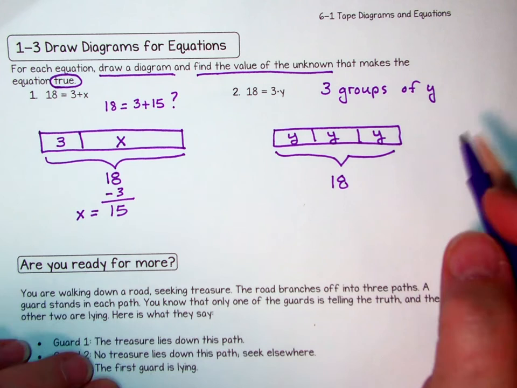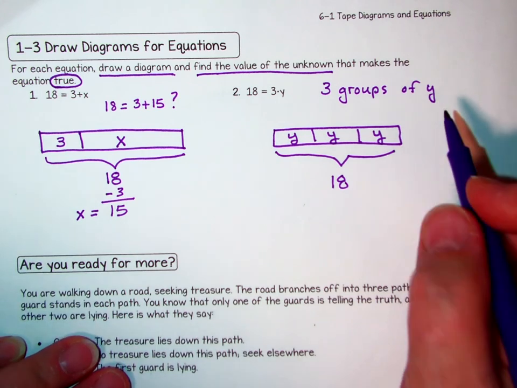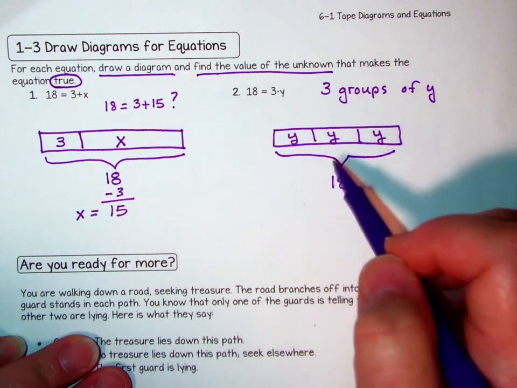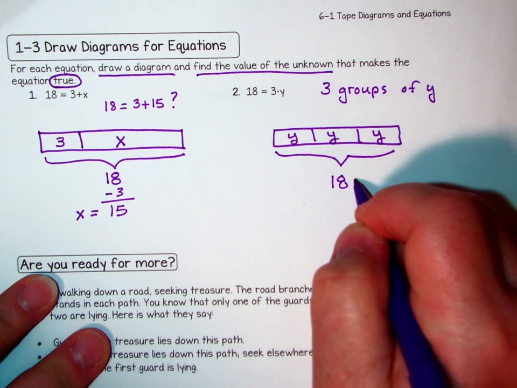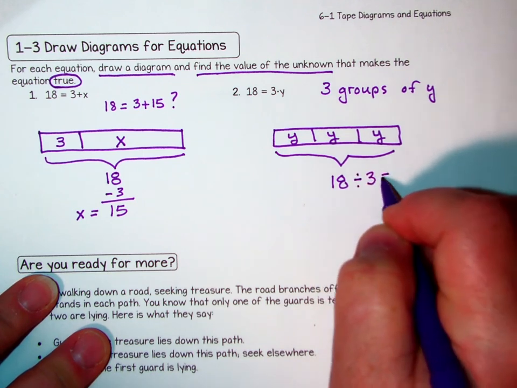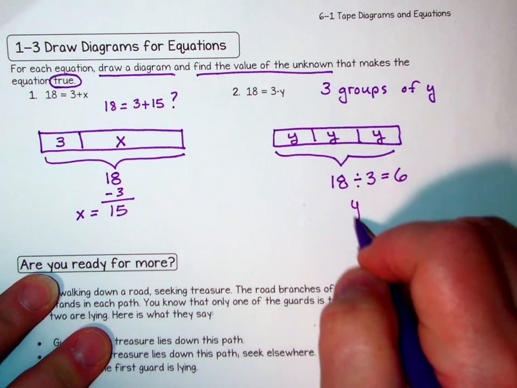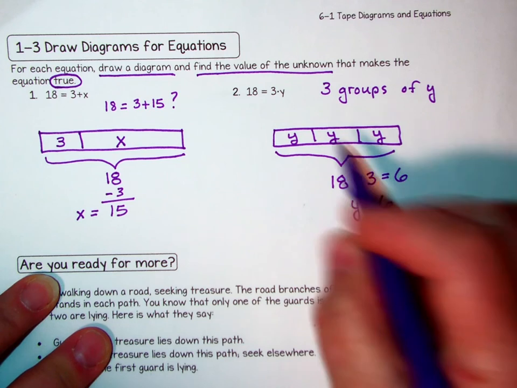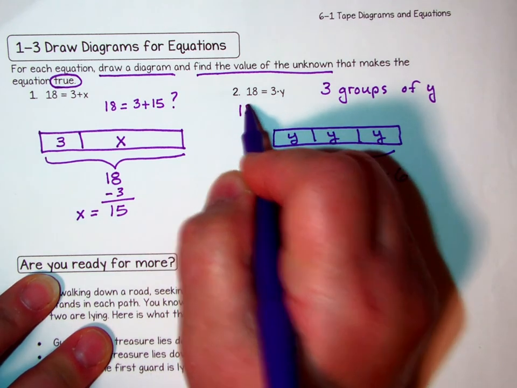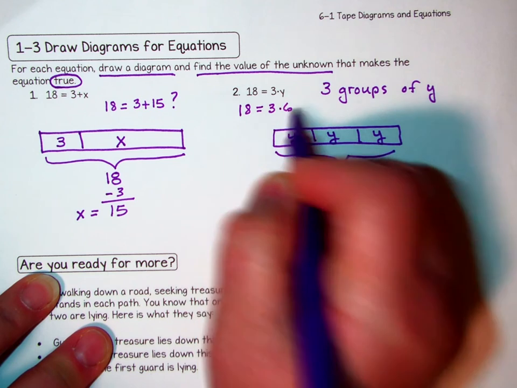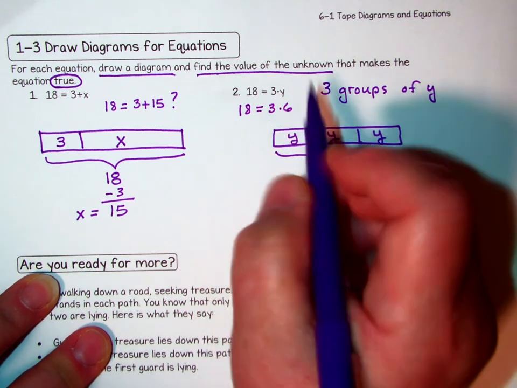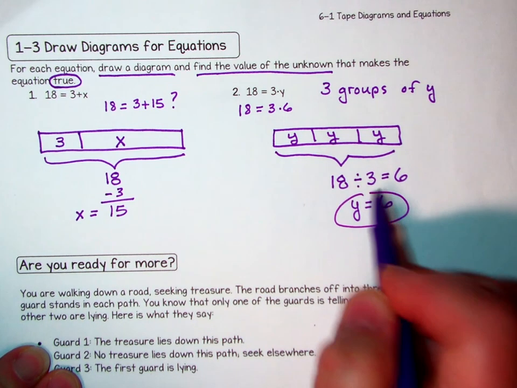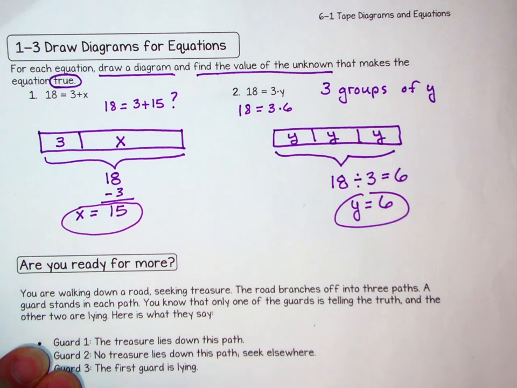All right, let's come over to equation 2. 18 is equal to 3 times y. So I see 18 is split into 3 equal groups. So one way I could figure out what y equals is divide 18 by 3. I know that 18 divided by 3 is 6. So it appears that the solution to this equation is y equals 6. And again, I can substitute that back into my original equation and see if I get a true statement. And I do. 18 is equal to 3 times 6. So there's my solution for each of these equations.